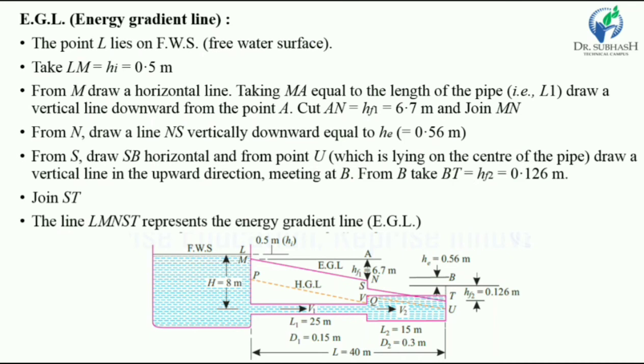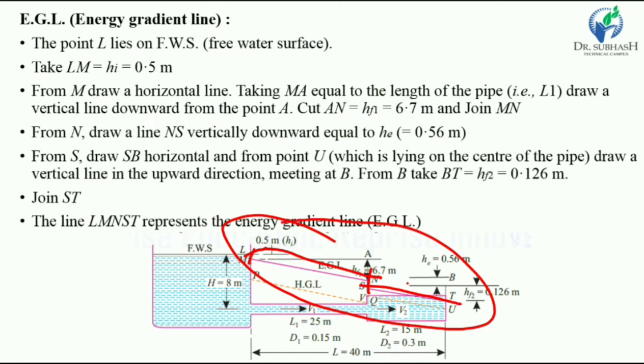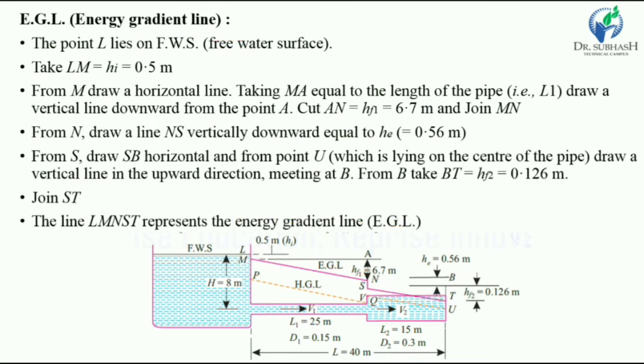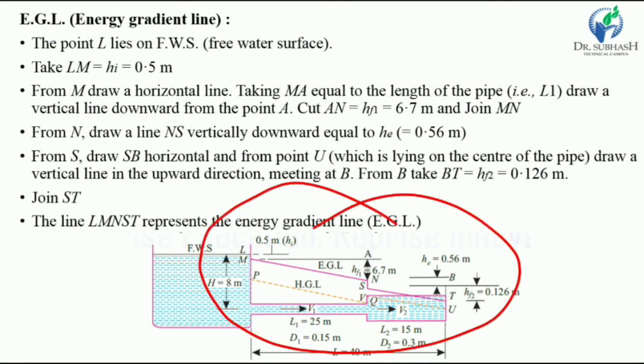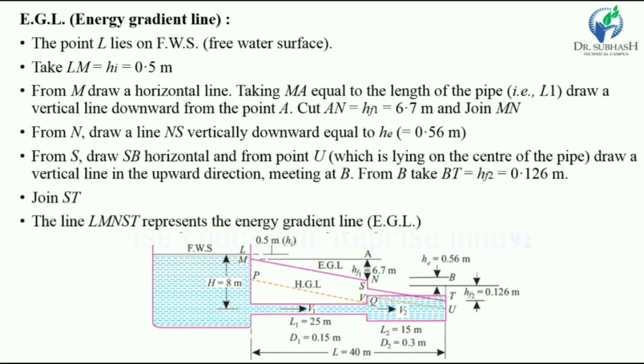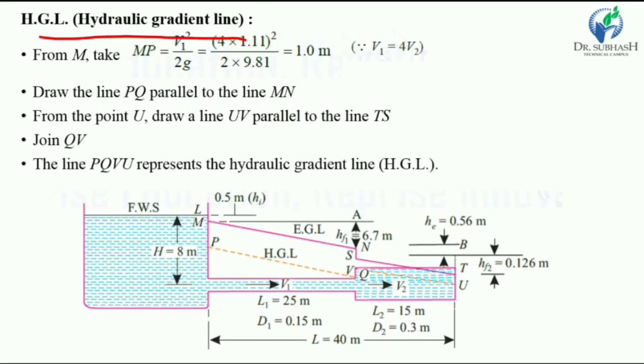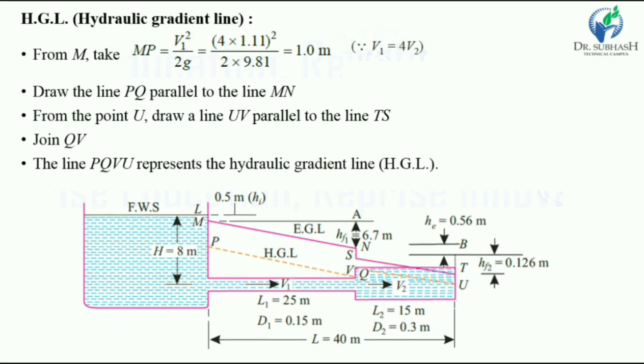And we get the total energy line from L to T point. So LM, M to N, N to S and S to T, it is the total energy line or energy gradient line. Okay. I hope you all understand very well how the total energy line is drawn. Now we see the hydraulic gradient line. How do we get the hydraulic gradient line? We will discuss.